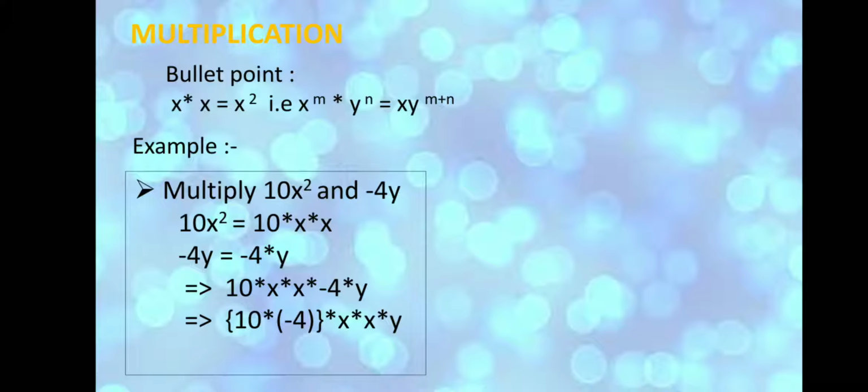What will be the final answer? You have 10 into minus 4, which will give you minus 40, and you have x into y. So x into x is equal to x square, and into y, which will give you y. So what is your final answer? Your final answer is minus 40 x square y.